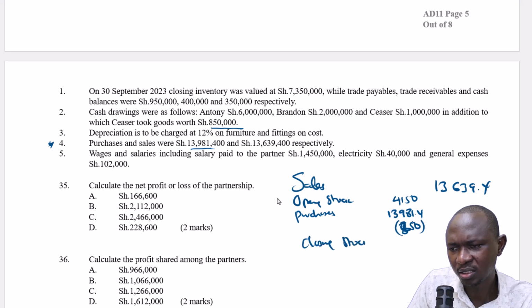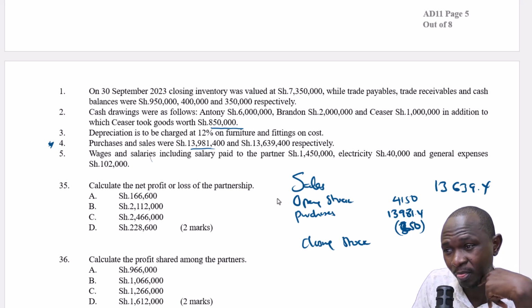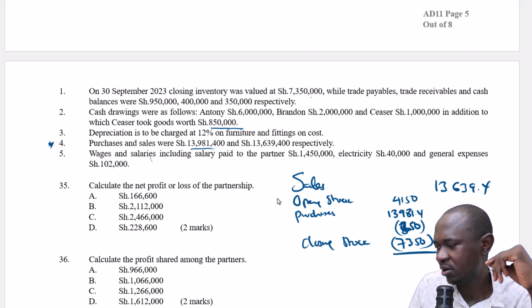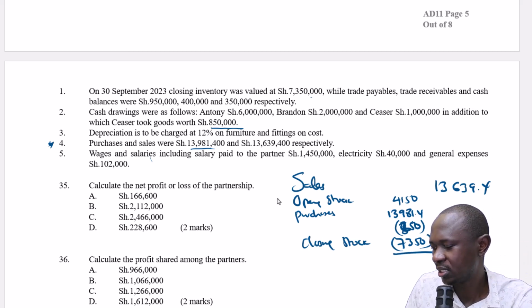We'll less closing stock, and we've also been given the closing stock, I think somewhere here. Yeah, on 30th September closing inventory was 7350. So 7350, like that. Whatever I get here will be our cost of goods, cost of sales.